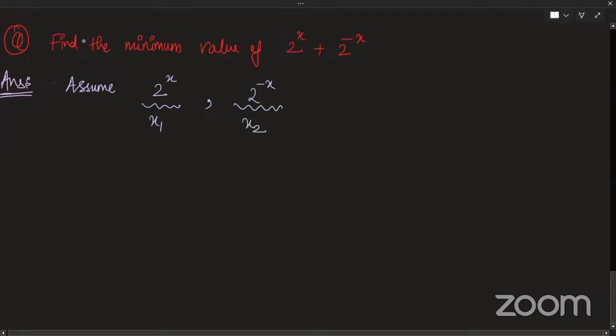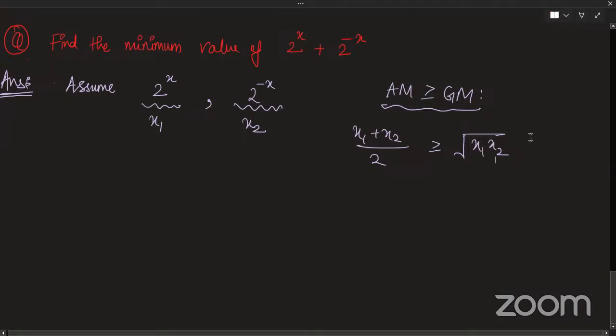Now, can you tell me if AM is greater than or equal to GM, what does that mean? It means that (x1 plus x2) by 2 is greater than or equal to square root of x1 x2. Everyone agrees with this? So just substituting the values of x1 and x2: 2 raised to x plus 2 raised to minus x, divided by 2, is greater than or equal to under root of 2 raised to x multiplied by 2 raised to minus x.